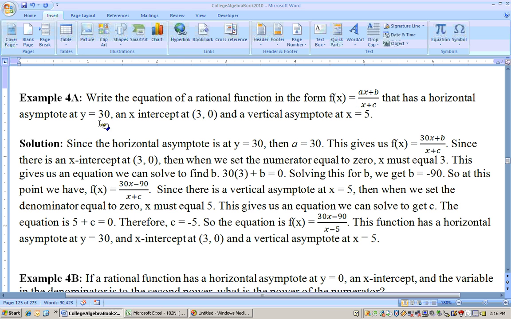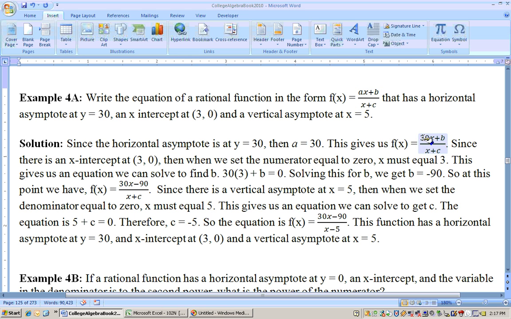Now, we have a horizontal asymptote at 30. So that means that the ratio of a, the leading coefficient here, divided by 1 is 30. So what number divided by 1 gives you 30? Well, 30 divided by 1 gives you 30. So the a must be 30.